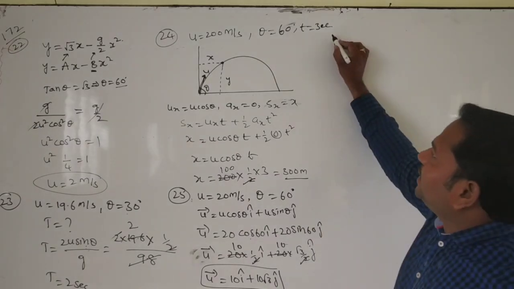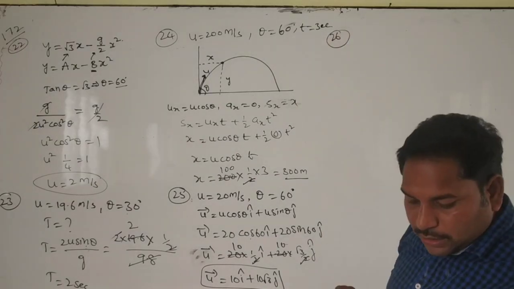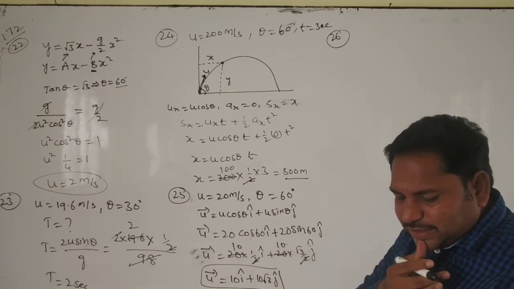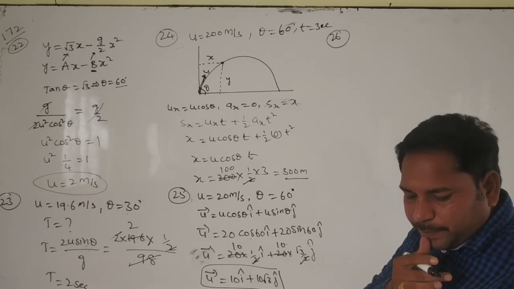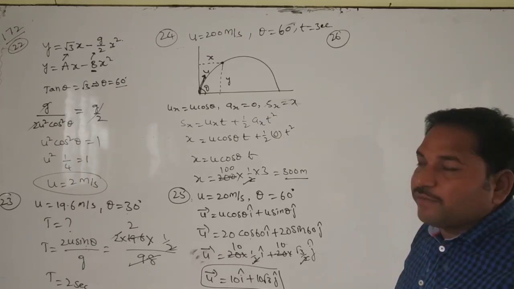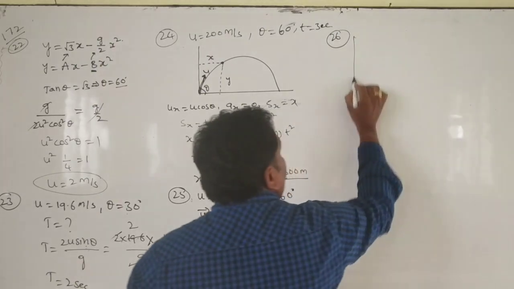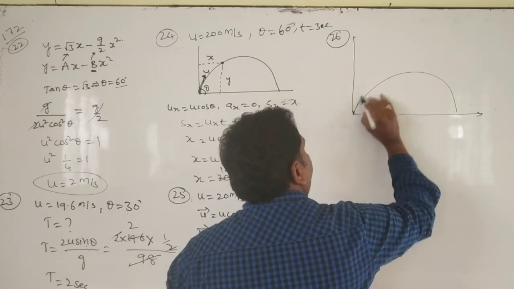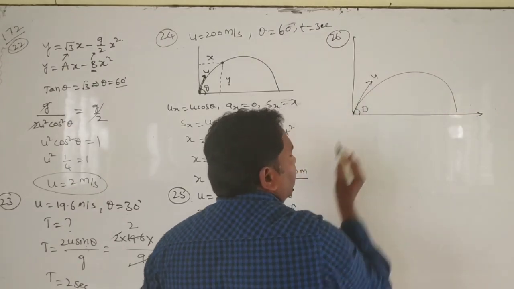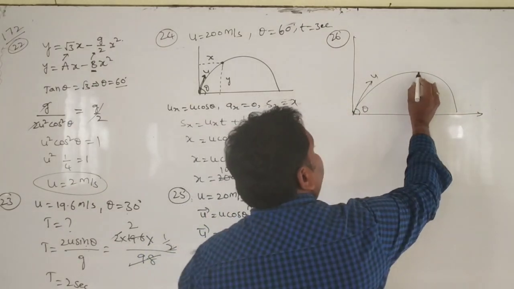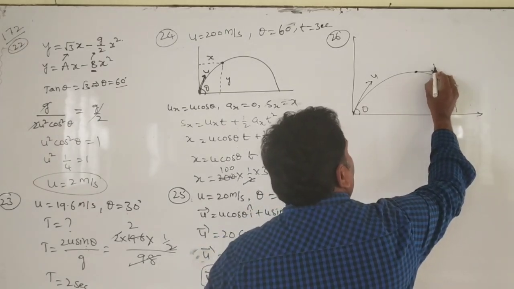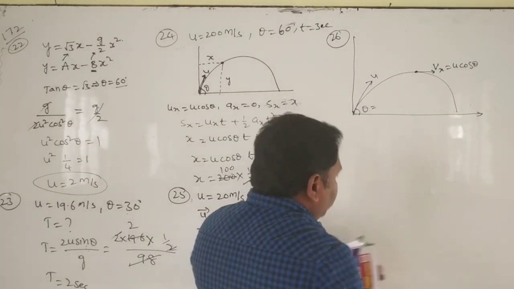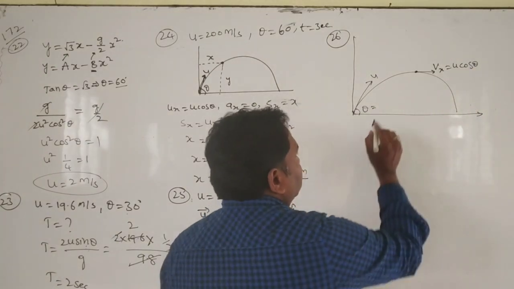Next, 26th. A body is projected at an angle 60 degrees with the horizontal with the momentum p. At the highest point, what is the magnitude of momentum? The body is projected like this, with velocity at angle theta. So what is the momentum at the highest point? Its velocity is equal to u cos theta.